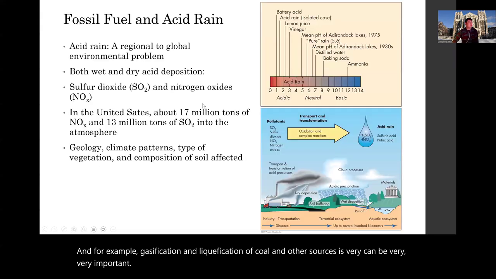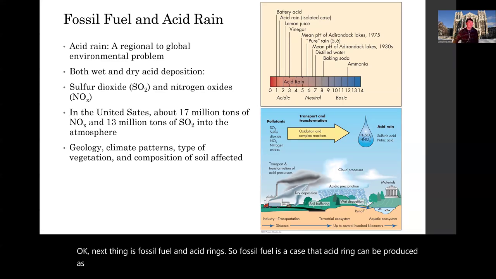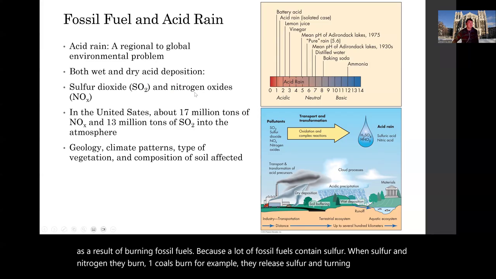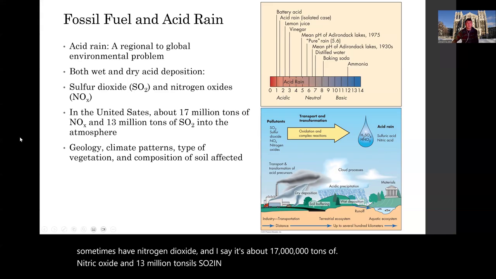Okay. Next thing is fossil fuel and acid rain. Acid rain can be produced as a result of burning fossil fuels, because a lot of fossil fuels contain sulfur. When sulfur and nitrogen are burned, when coal is burned, for example, they release sulfur and turn to sulfur dioxide, sometimes nitrogen dioxide. Let's say there are about 17 million tons of nitrogen oxide and 13 million tons of SO2 in the atmosphere, and then they can cause acid rains.